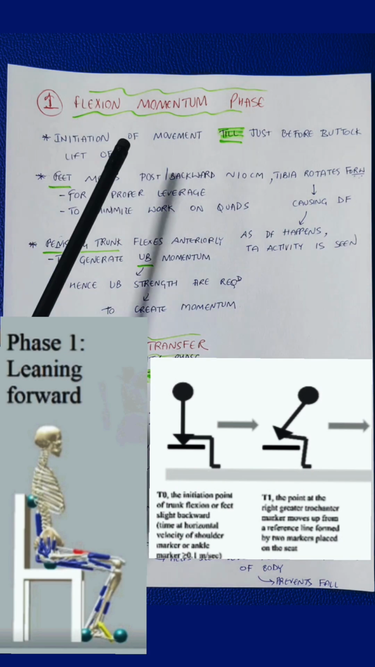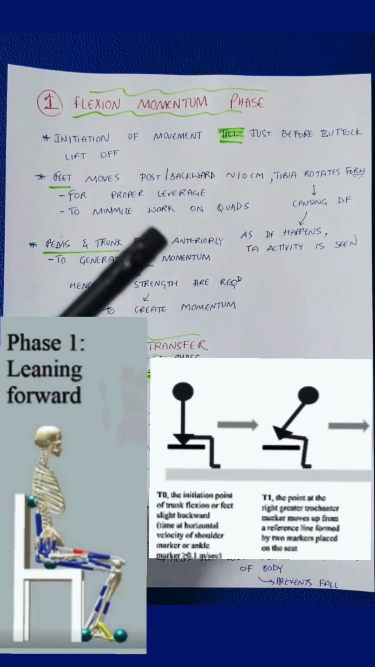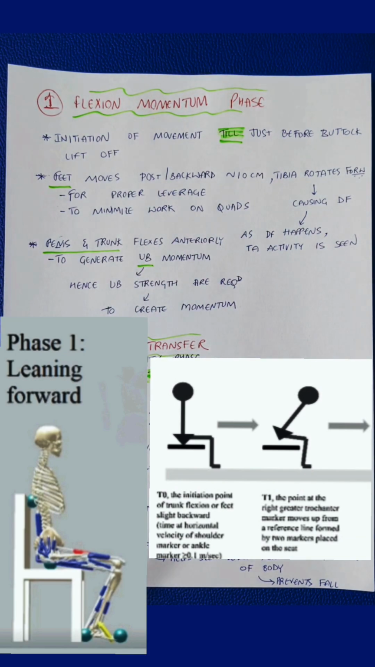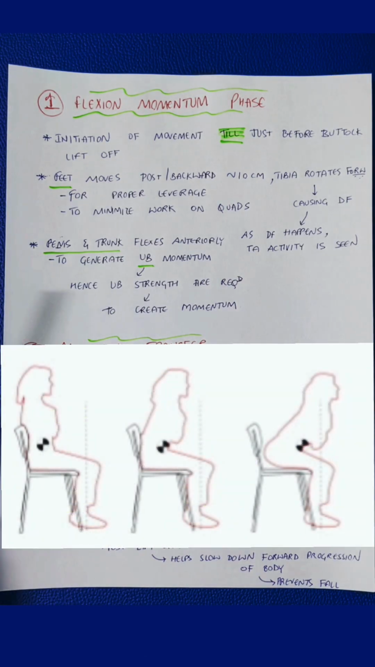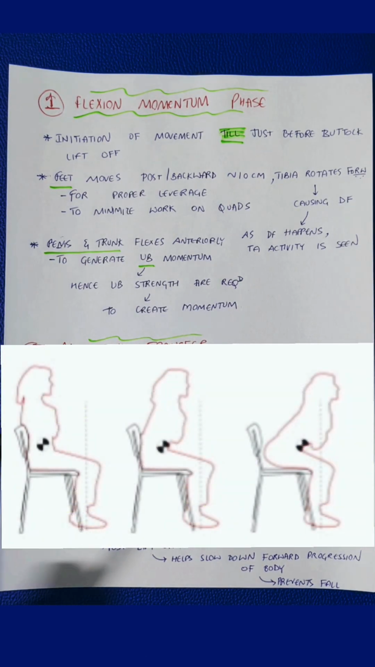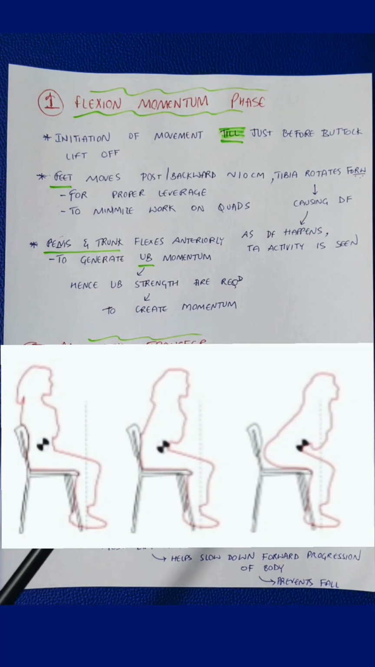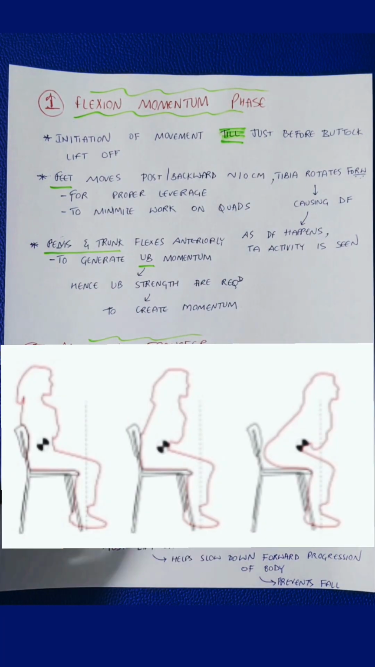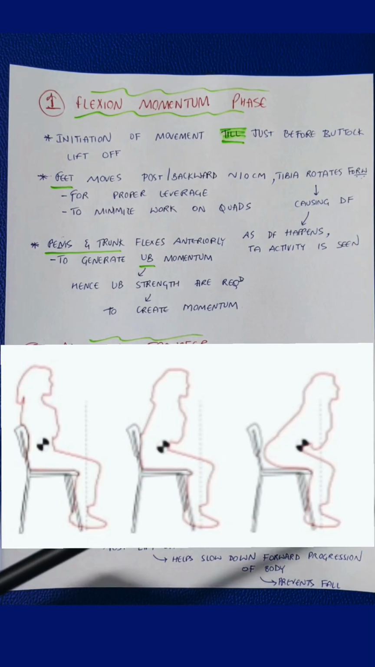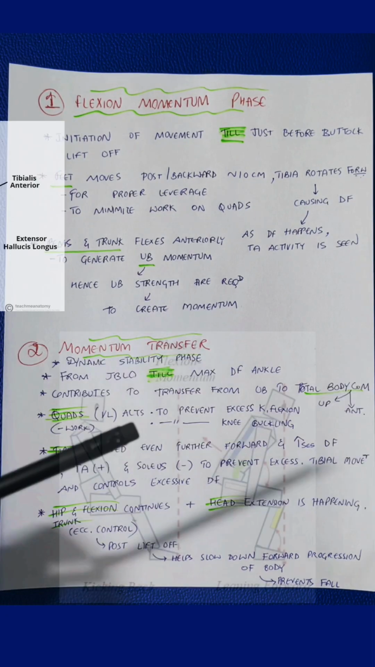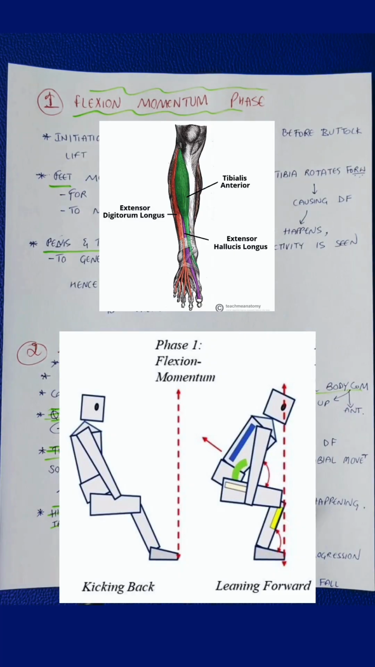It starts with initiation of the movement until just before the buttocks lift off. Here, feet move posteriorly or backward approximately 10 cm. Why? For proper leverage and to minimize work on our quadriceps. Thereby the tibia rotates forward, causing dorsiflexion. And as dorsiflexion is happening, there is tibialis anterior activity also seen.